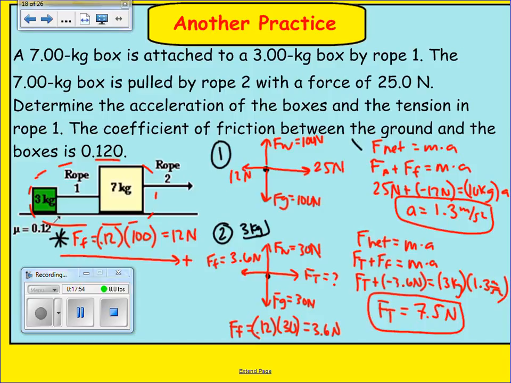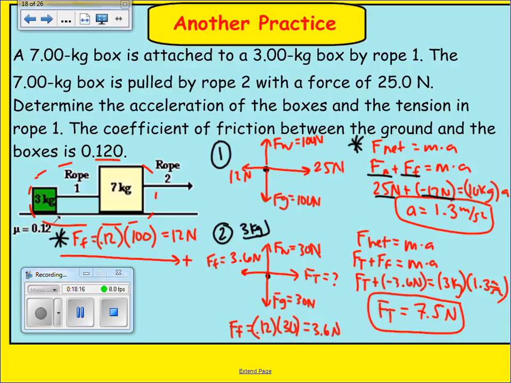So then over here to the right, when I solve for my acceleration, my force net comes from two forces, the applied in the right direction and the friction in the left direction. Notice how applied is positive 25. The friction is negative 12 because it's in the opposite direction. Divided by 10 kilograms gives me the acceleration of 1.3 meters per second squared.